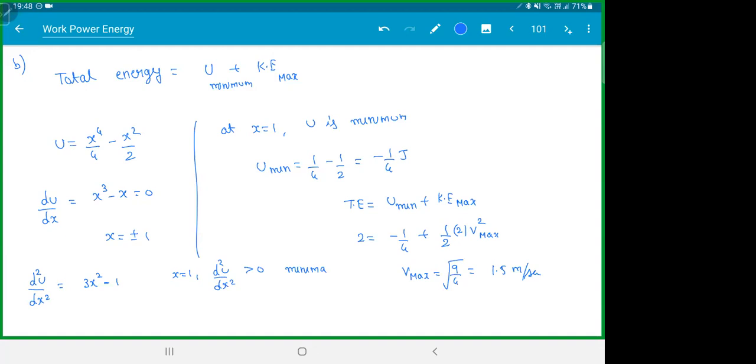Is that making sense, everyone? So the main trap here is U minimum is not 0. For this particular function, the potential energy was actually negative at the minimum value. If you take U minimum as 0 and total energy 2, you will get how much? 1, I guess. Clear?